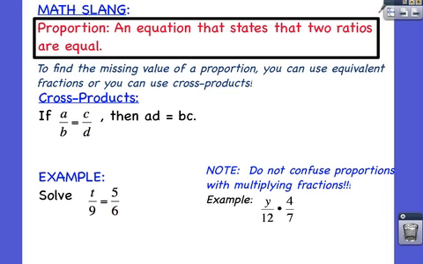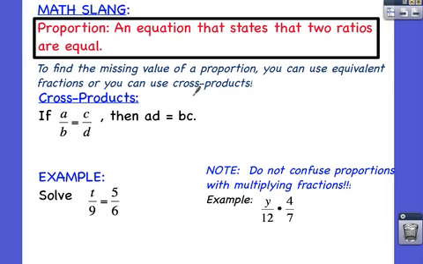Cross products is when you have your proportion, which are the 2 ratios set equal to each other, such as a over b equals c over d. Then what you do is you multiply diagonally, a times d and b times c, and set those products equal to each other. This is true for all proportions. And this strategy is very helpful when it's difficult to come up with an equivalent fraction.